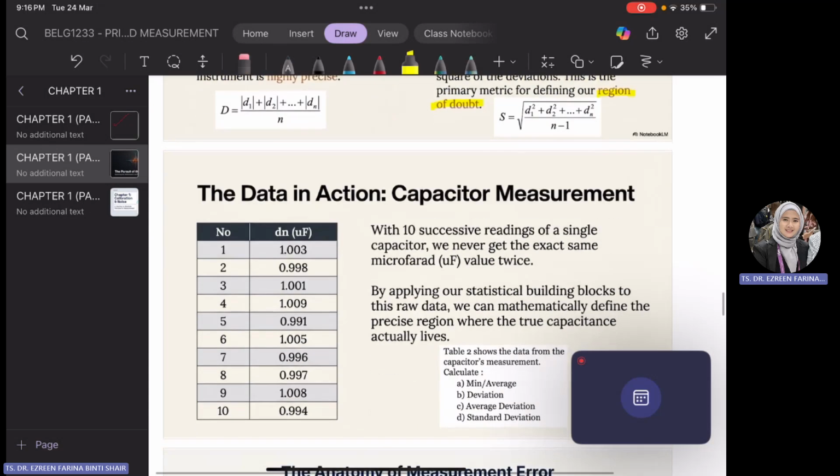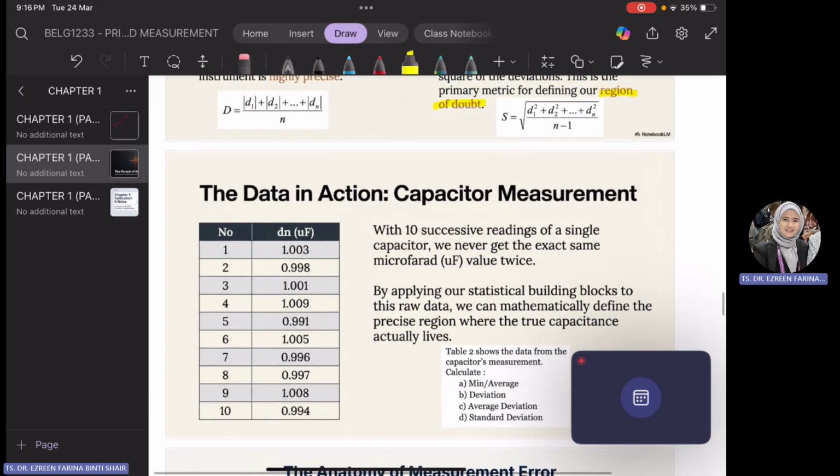Okay, so now let's look at this example. This example says that we have 10 capacitor readings. In a laboratory, for example, you want to measure a capacitor value. So we did 10 readings. With 10 successive readings of a single capacitor, we don't get the exact same value.